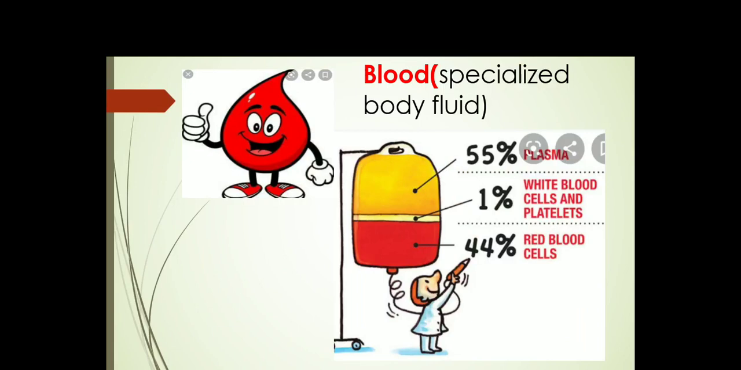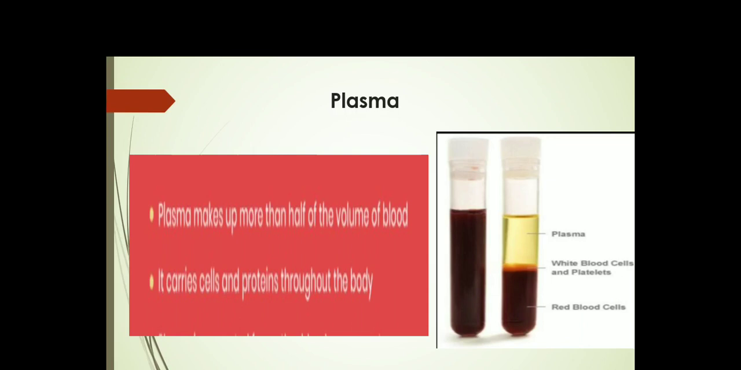Understand? What are the components? That is plasma. The liquid part of blood is called plasma, and the remaining are the different blood cells. One is red blood cells, another white blood cells, and the platelets. Okay, so let's go to the next slide.